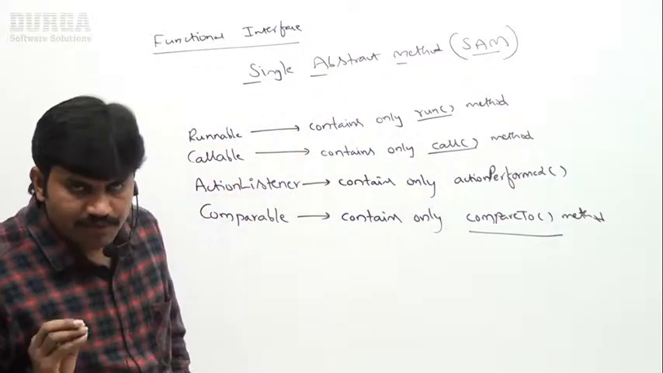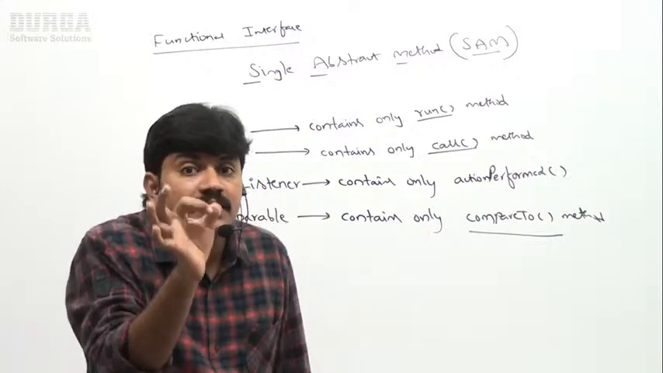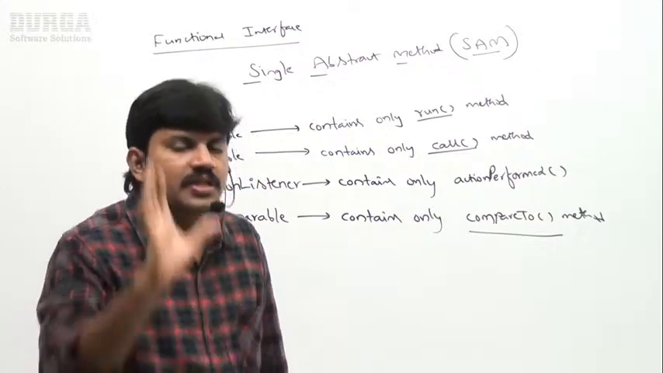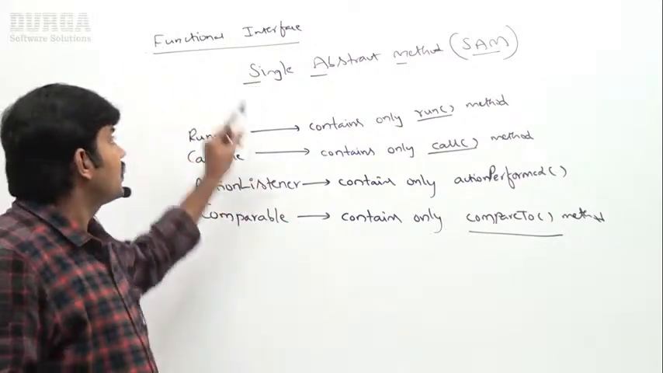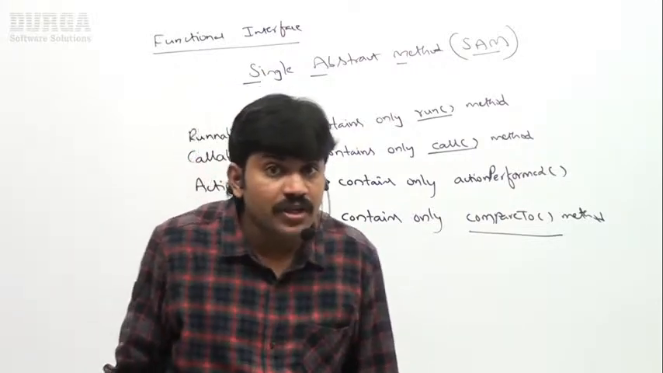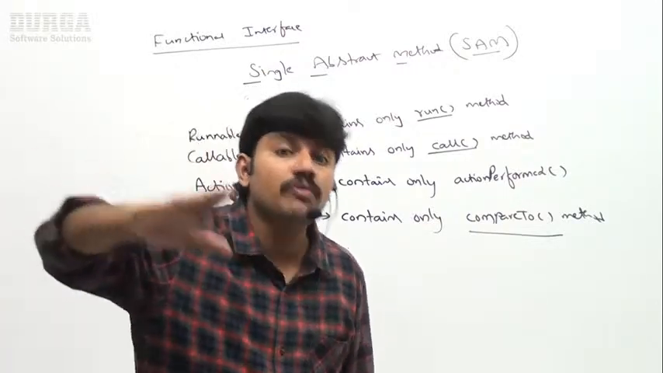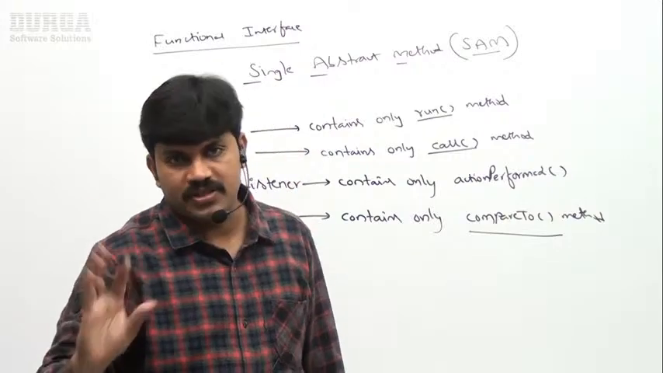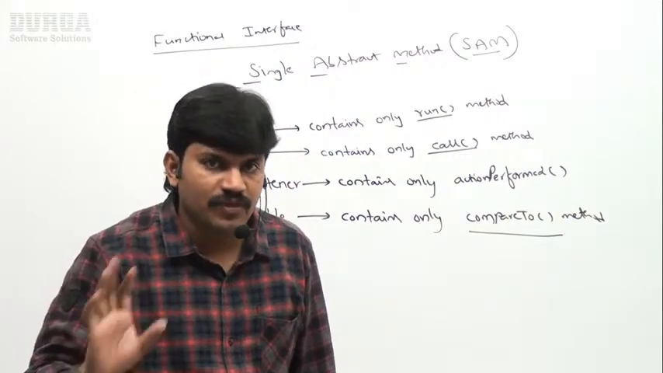An interface which contains exactly one abstract method is called a functional interface, right? Sir, what is the purpose of a functional interface? We can use a functional interface to invoke lambda expressions. Can you give an example of a functional interface?